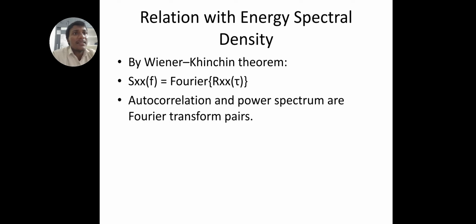Relation between energy spectral density. By the Wiener-Khinchin theorem, Sx of f is equal to the Fourier transform of Rxx of tau when it is applied to autocorrelation. Autocorrelation and power spectrum are Fourier transform pairs.